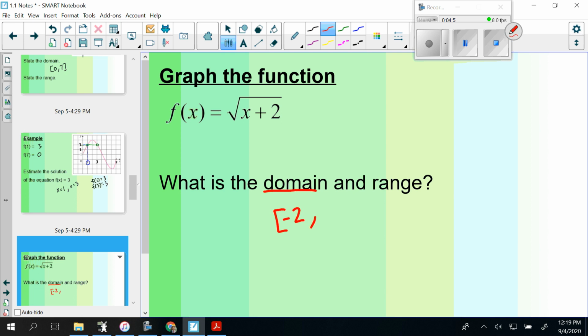So we'd start with -2 and then go to infinity. And infinity, remember, we always put the parentheses because there's not an exact value for that. Okay, next one, what is the range?